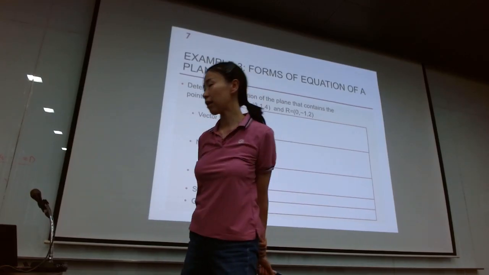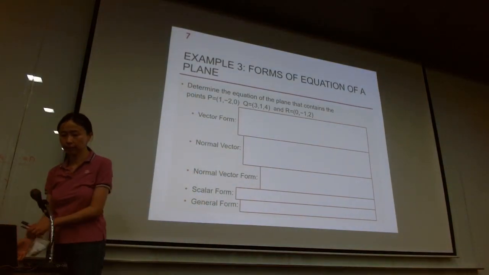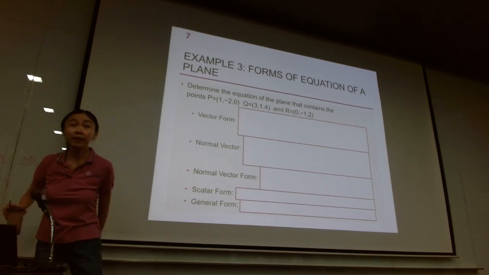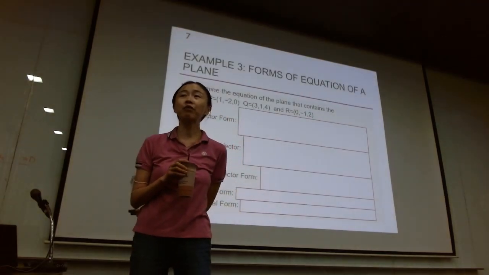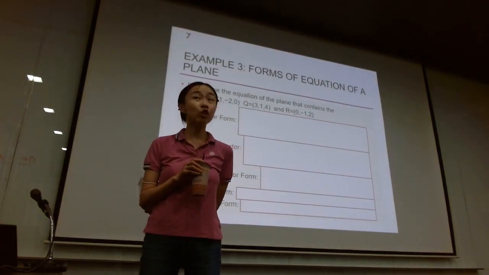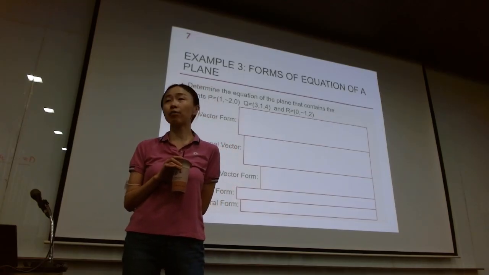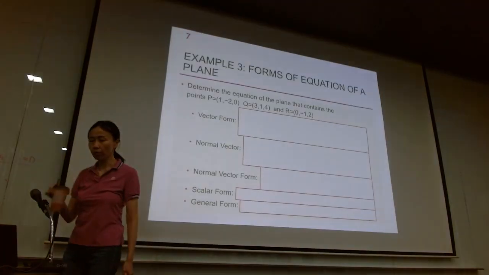Okay, so in this one, be careful. But in 2D, does a line have a normal vector form or not? In 2D, yes. In 2D it has, but in 3D no.